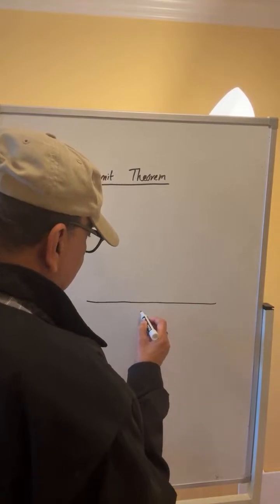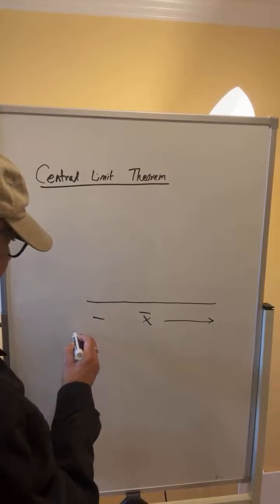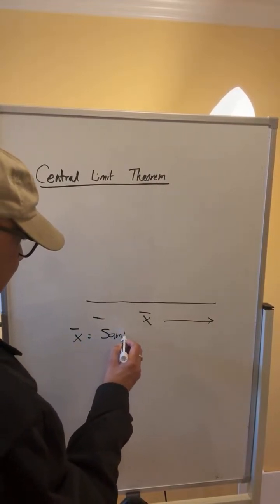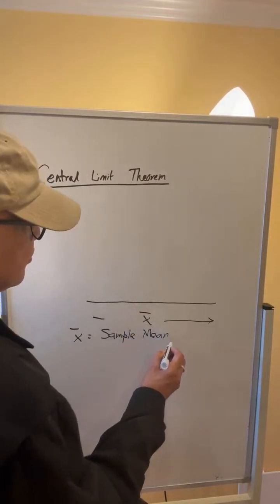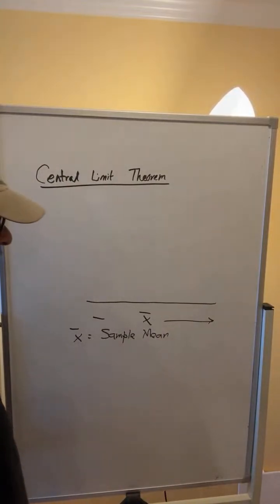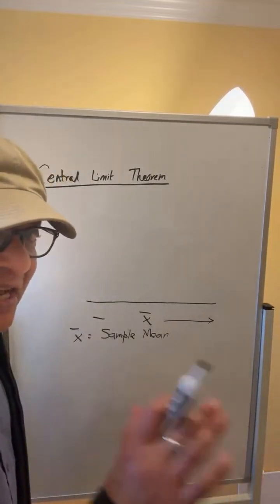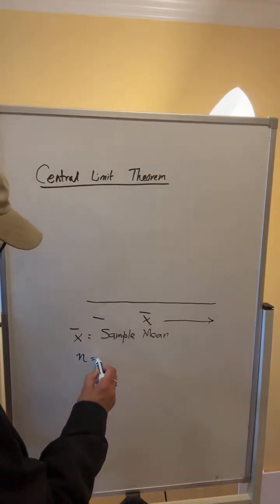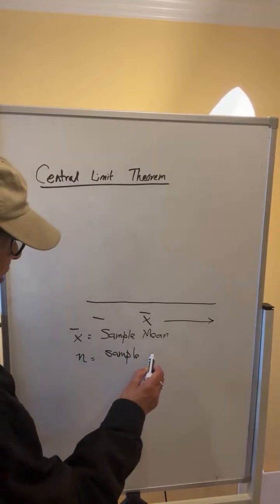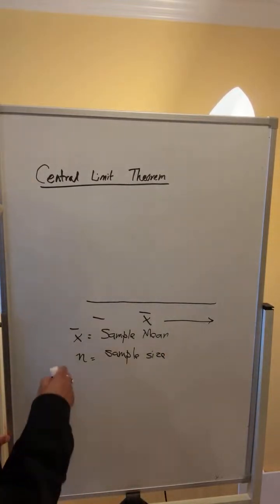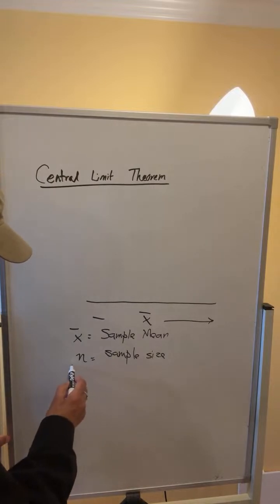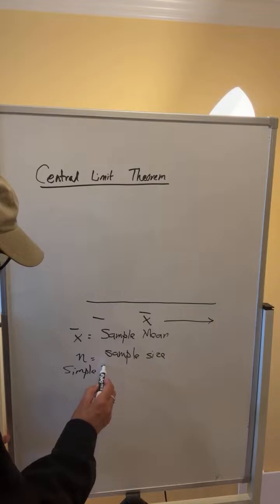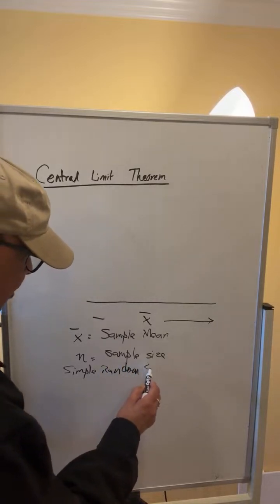So we have X bar on the horizontal axis. What is X bar? X bar is sample mean. So we want to forecast or predict a population characteristic such as a population mean, but the population size being large, we have no way to reach the entire population with limited time and resources. Hence, we will collect a simple random sample of size n, sample size, and determine the sample mean.